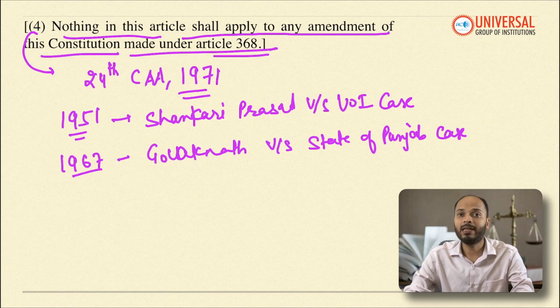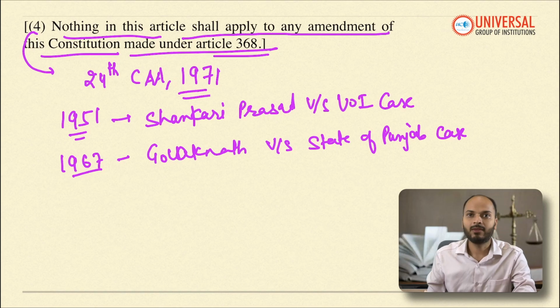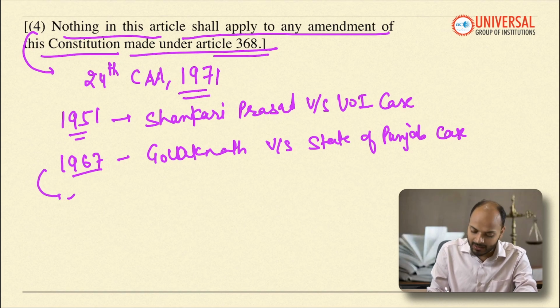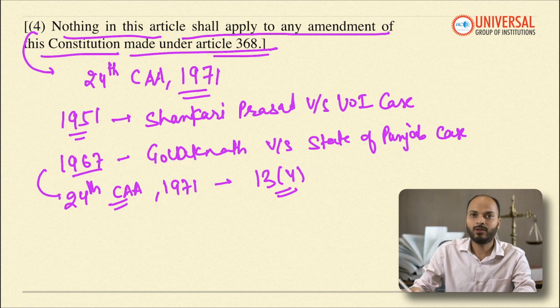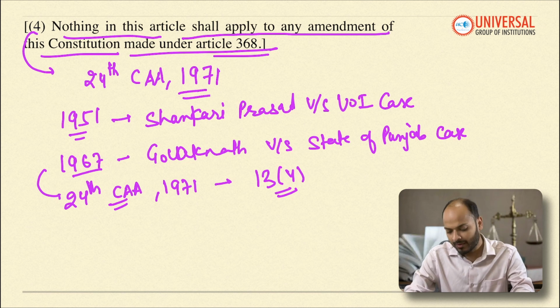Here Supreme Court has completely reversed its position of Shankari Prasad case, saying fundamental rights are sacrosanct. Even under Article 368, the mechanism which is given to amend the constitution, even following this mechanism, Parliament cannot abridge fundamental rights given to citizens under Part 3. So that was the Golaknath case. In order to nullify this ruling of Supreme Court, Parliament by 24th Constitutional Amendment Act in 1971 added Article 13 subclause 4 to the Constitution of India. So that was the history behind addition of Article 13 subclause 4.